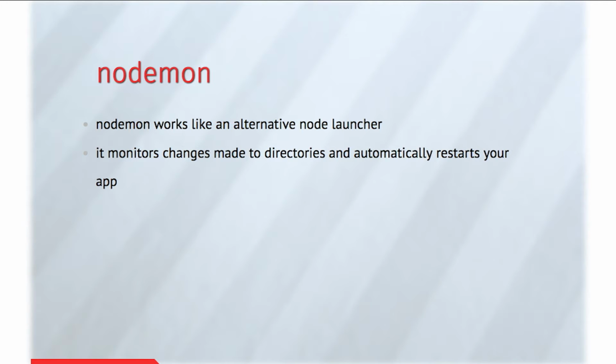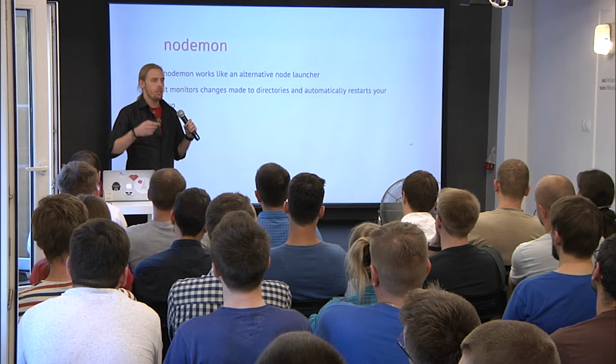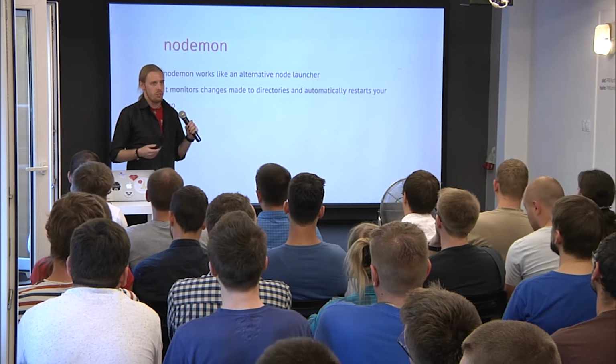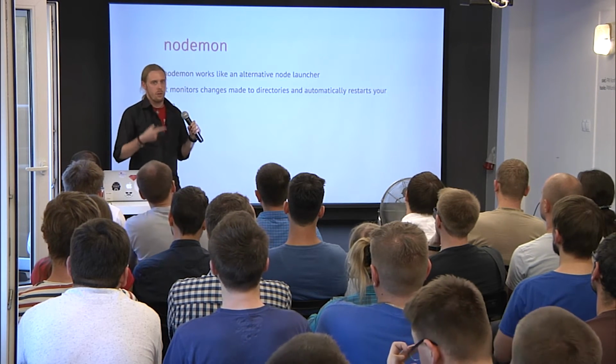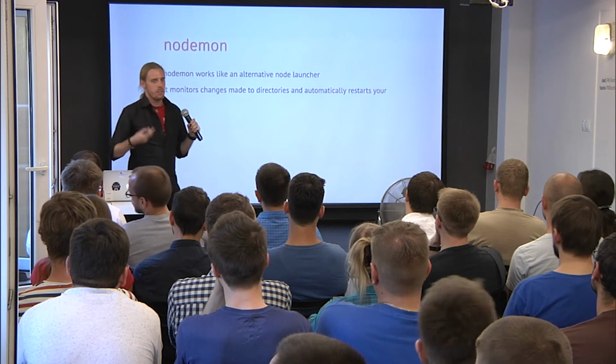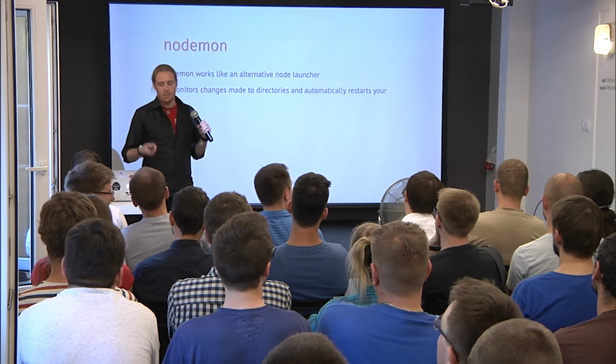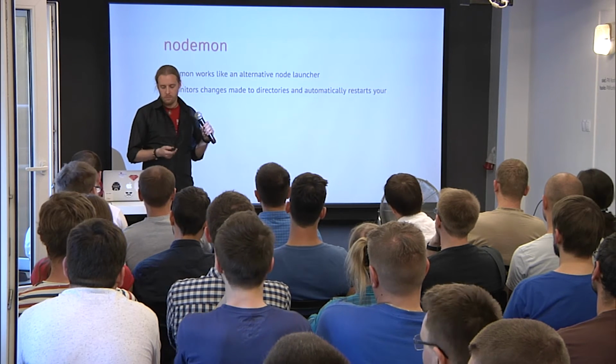Basically, it works like an alternate Node.js launcher. So you just type Node daemon instead of Node, and then everything you normally use to launch your application. And the cool thing about it, it monitors changes in all of your working directory. And if it finds any change, it will automatically restart your application. So you don't have to Control-C, arrow up, enter, restart the process manually all the time. Node daemon does this for you.